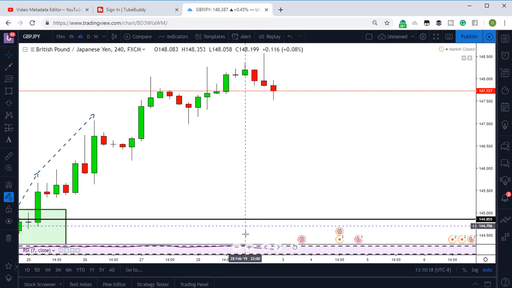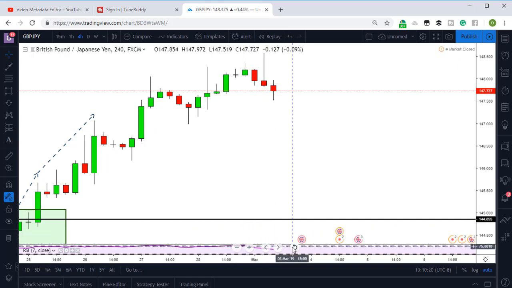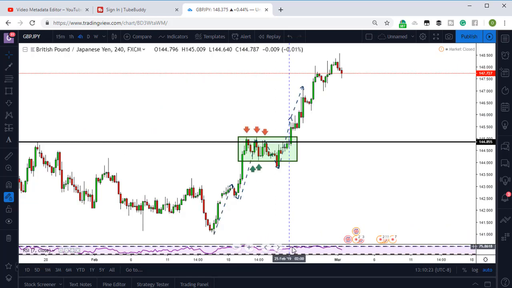Now slowly but surely, and I think it's starting to become clear to everyone, if we kind of break down this initial thing, we could see that at this point sellers are starting to gain momentum.